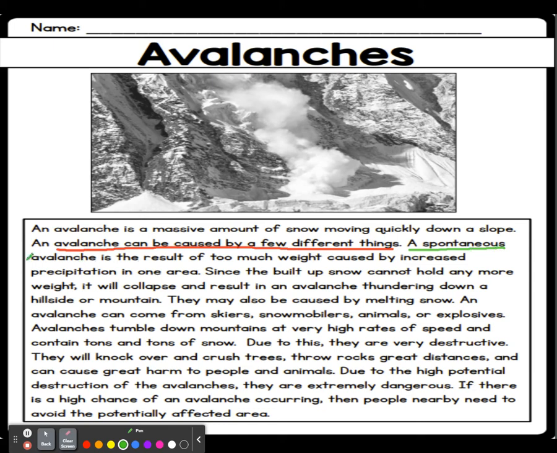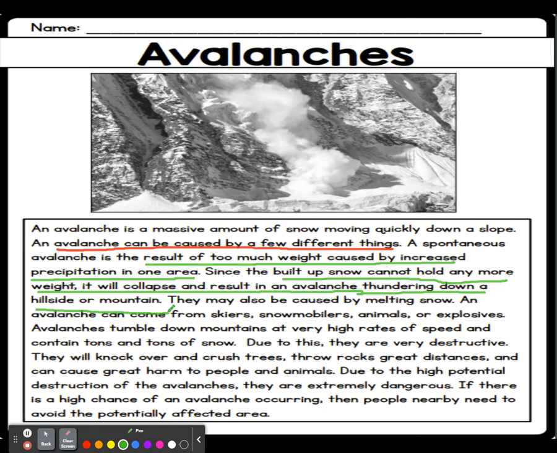It can be caused by a spontaneous, it can be, let me erase that. Sorry, there's new tools here, so I'm learning how to use them. It can be caused by too much weight, and that can be caused by precipitation in one area. And then, since the buildup of snow can't hold any more weight, it collapses and results in an avalanche thundering down a hillside or mountain.